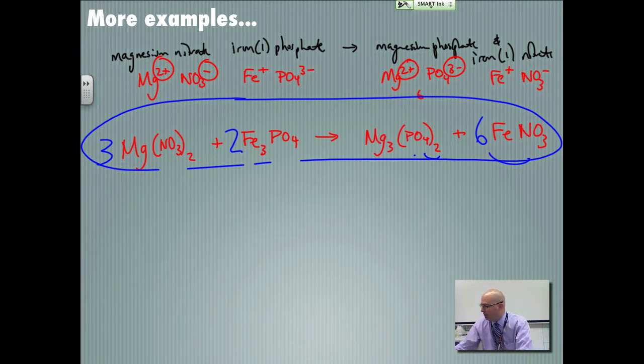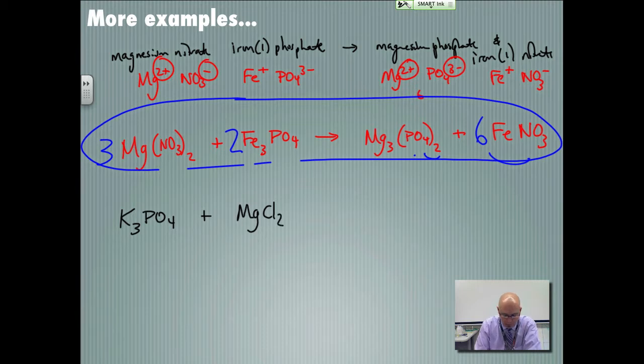And I'm going to go right ahead and just give you the formula. So let's say we have K3PO4. Hopefully everyone knows the name of that is potassium phosphate. And MgCl2, magnesium chloride, reacts to form KCl, potassium chloride, and Mg3(PO4)2, magnesium phosphate. And again, notice I'm putting them together correctly.